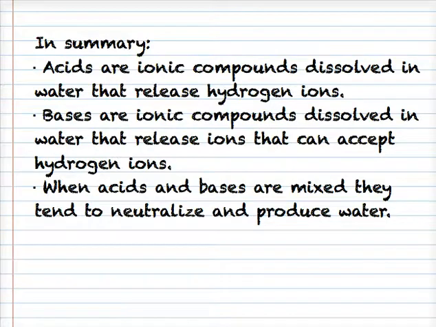So in summary, acids are ionic compounds dissolved in water that release hydrogen ions. Bases are ionic compounds dissolved in water that release ions that can accept hydrogen ions. And when we mix the acids and bases together, the hydrogen ions and the ions that accept hydrogen ions tend to cancel one another out, and they produce water. And the most common example of that is hydrogen ion being accepted by hydroxide ion, and then we have H2O, water.